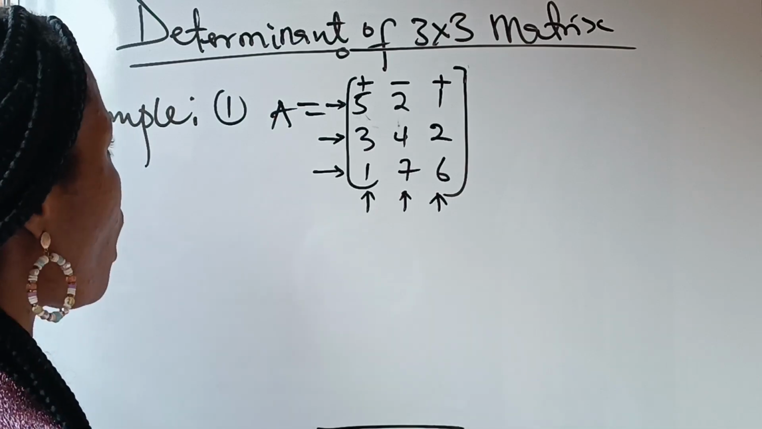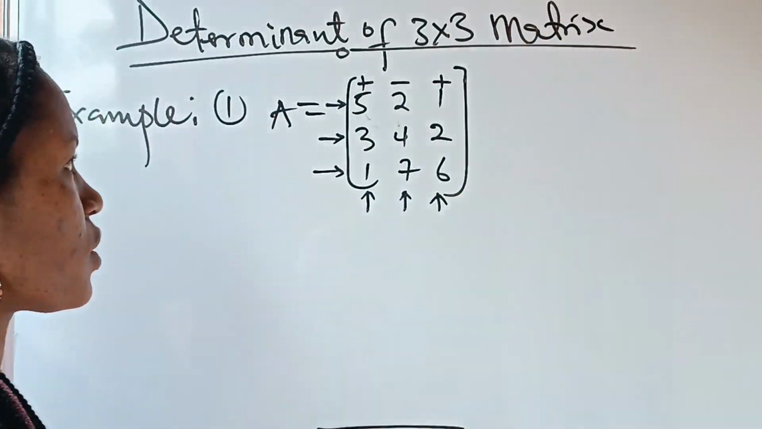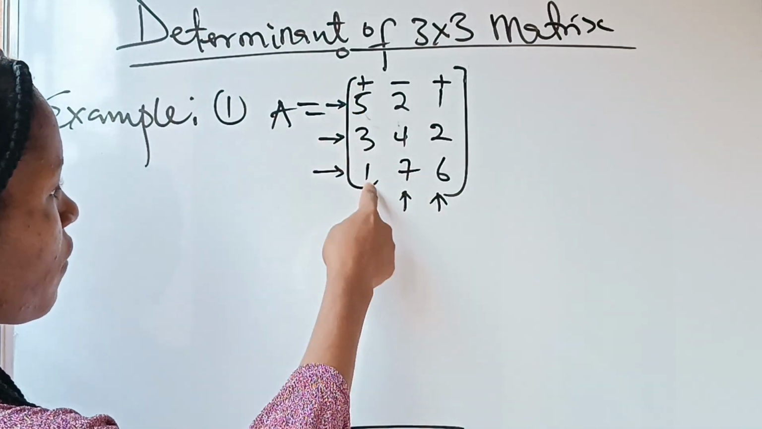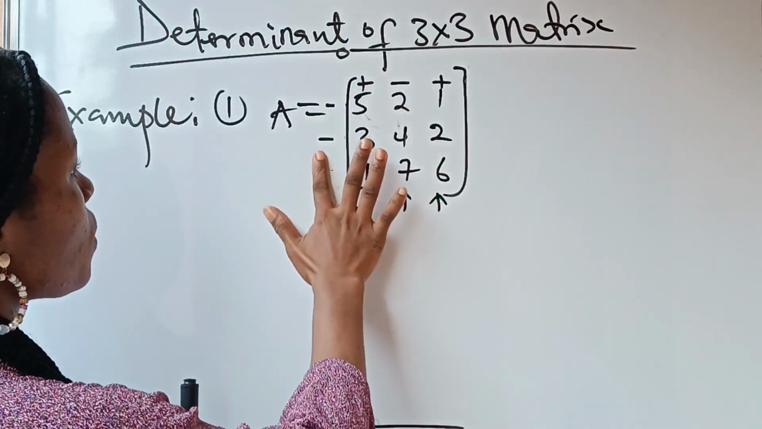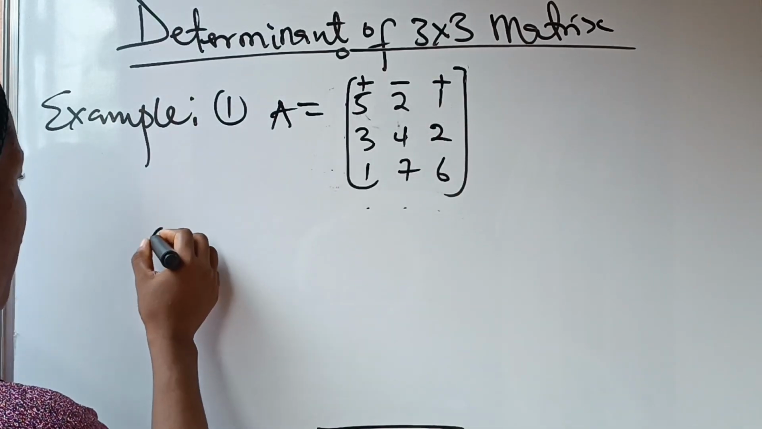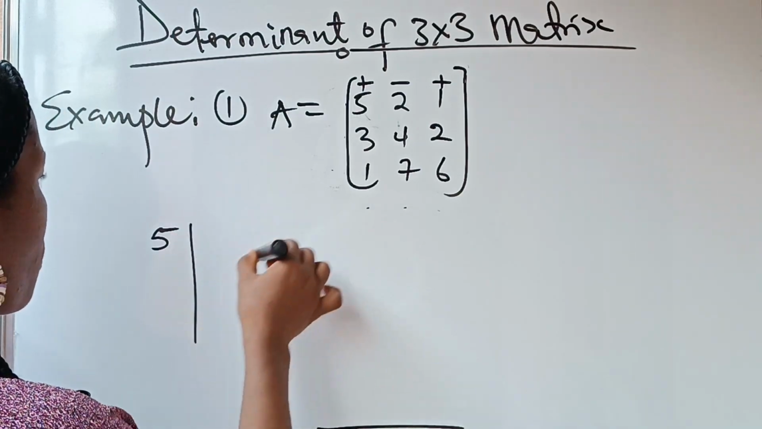Now, if you are asked to get the determinant of a 3 by 3 matrix, the first thing you need to do is this. We are going to start with plus 5. You see why the sign is important. When we start with plus 5, we write 5, since plus 5 is the same thing as 5. Then you open your brackets.